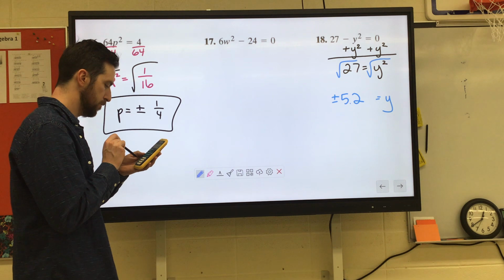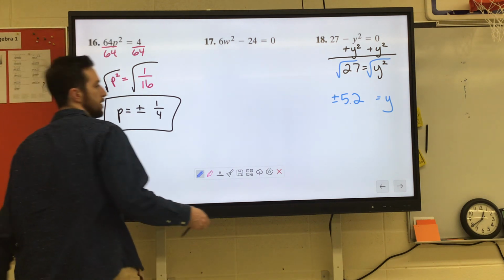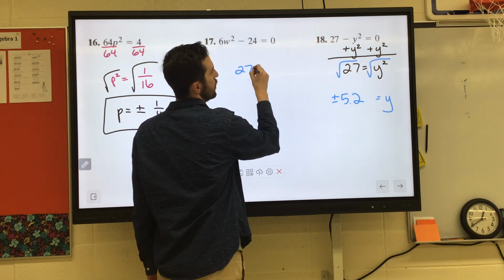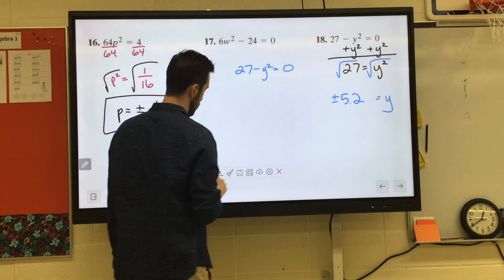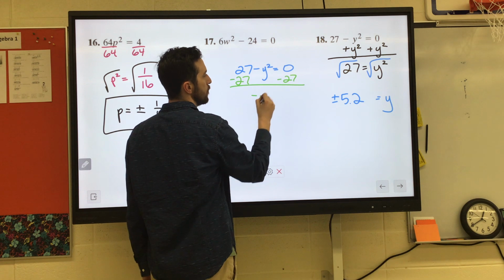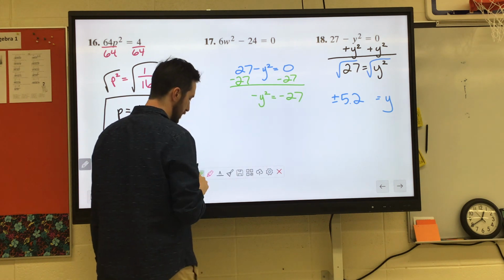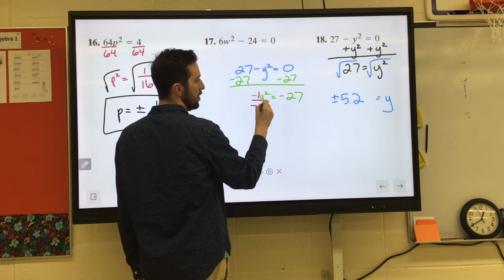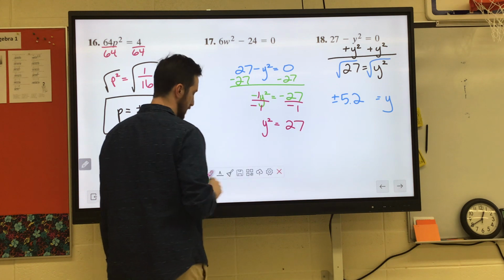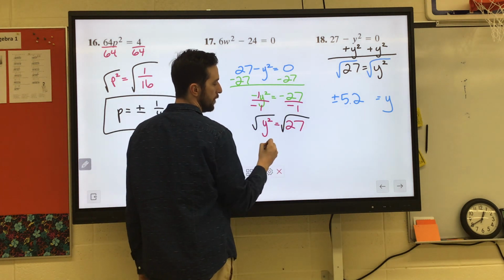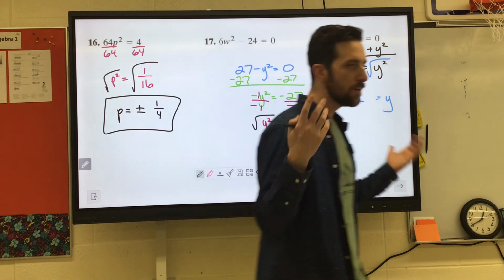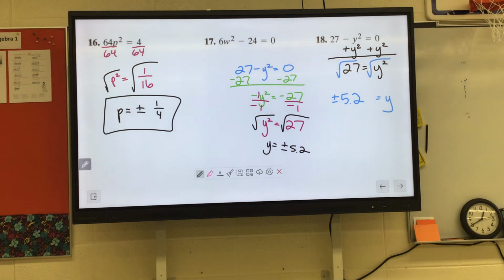Now, if you were to do that problem a different way instead, we could have subtracted the 27. Here, I'm going to rewrite it for a sec. 27 minus y squared equals 0. So you could have subtracted 27 from both sides. Negative y squared equals negative 27. Now that's like negative 1y squared. So you could divide both sides by negative 1, which gives you y squared equals positive 27. And then you would square root it from there. And you get the plus or minus 5.2 there. Either way it works out. Either way is a cute, adorable solution.